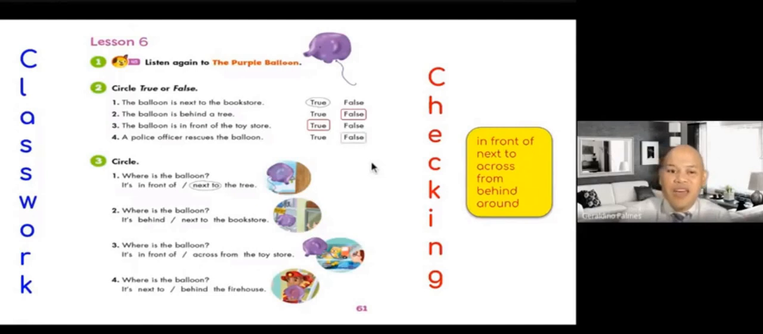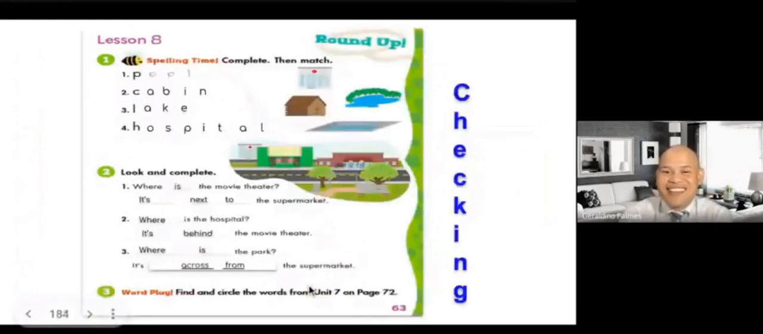The fireman. Okay. Where is the balloon? Next to. The answer is next to. Where is the balloon? It's next to the bookstore. Next to. Where is the balloon right here? In front of the toy store. Very good. Where is the balloon right here? Behind the firehouse. Okay. So, very easy. Let's look at number 8. Same thing, right? Spelling. Okay.